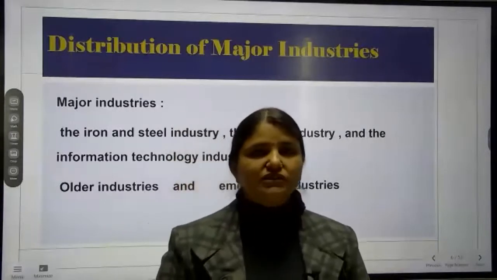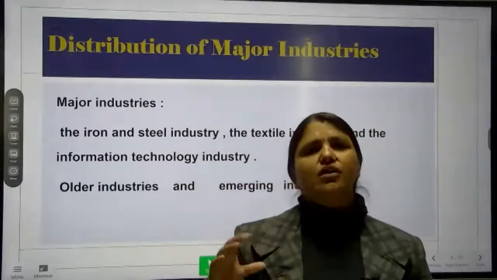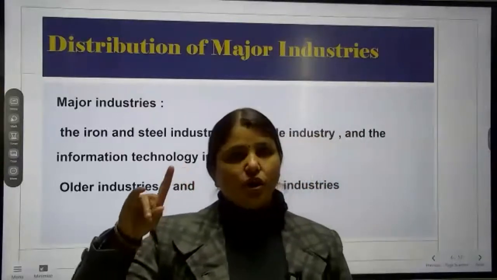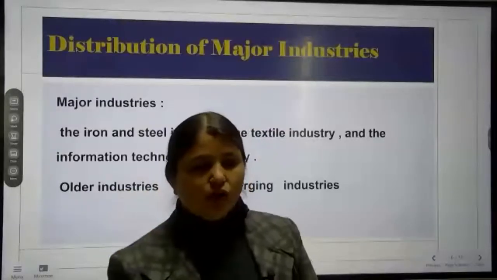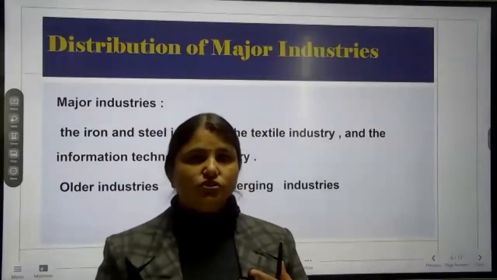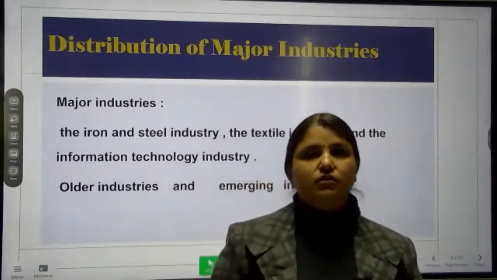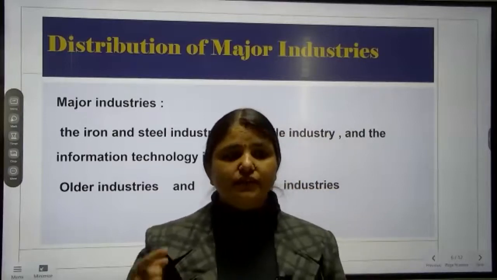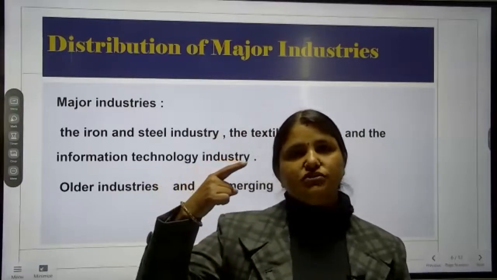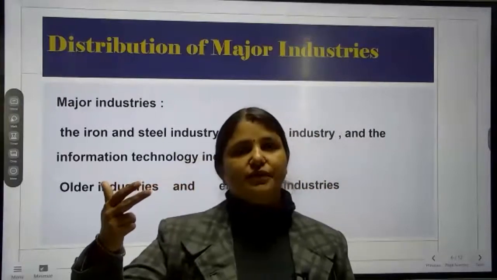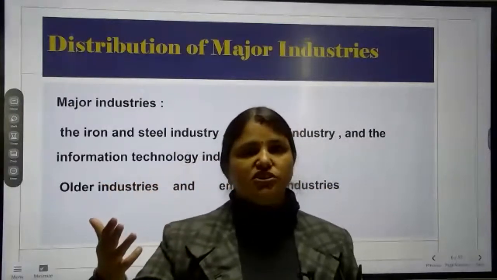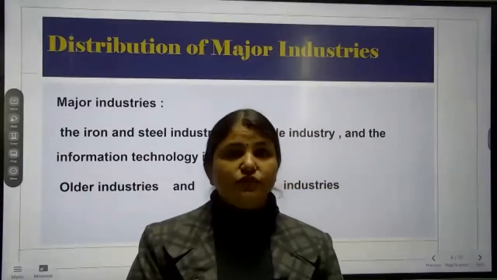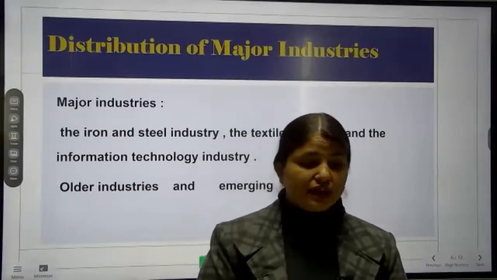Before that, we studied how many types of industries there are. We divide industries into three parts: on the basis of their raw material, their size, and their ownership. On the basis of raw material, we have marine based industries, forest based industries, agro based industries, and mineral based industries. On the basis of size, we see small scale industries and large scale industries.